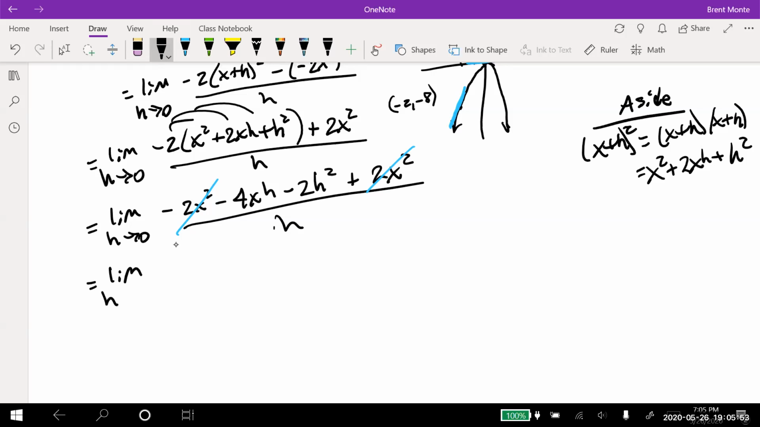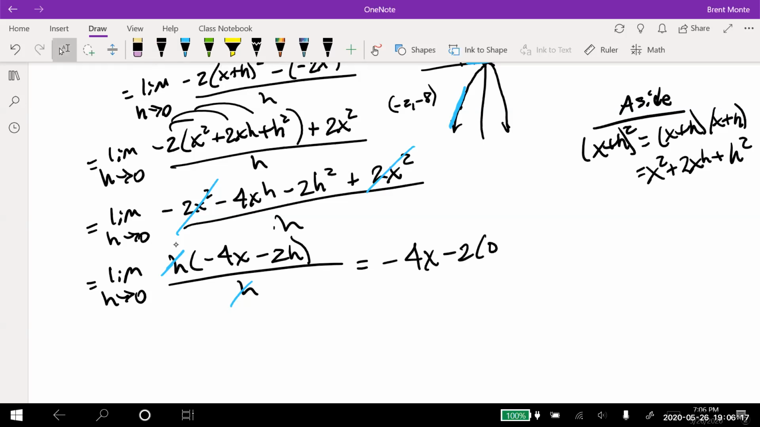Limit as h goes to 0. Factor an h out of the top. I still have negative 4x minus 2h all over h. Now I can cancel the h. Now that there's no h on the bottom, I can plug in h equals 0. So I'm not going to write limit as h goes to 0 anymore because I'm going to let h go to 0. So that's just negative 4x. That's my derivative. This is f prime of x.